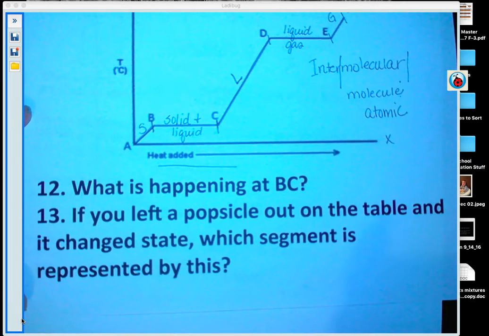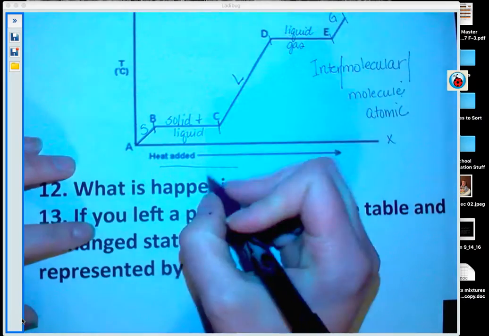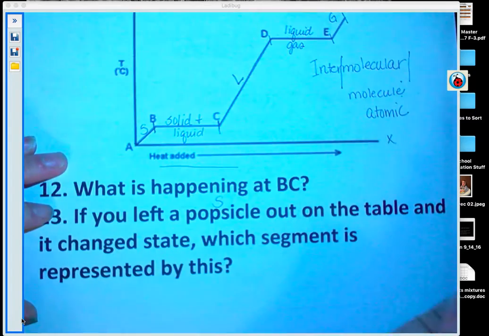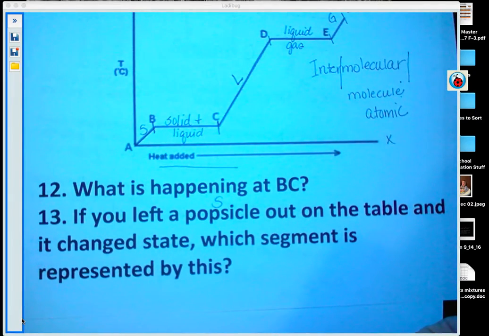The second question here says, if you left a popsicle out on the table and it changed state, which segment is represented by this? Well, first of all, what state of matter is a popsicle? Is it a solid? Is it a liquid? Is it a gas? I mean, popsicle is basically colored ice, right? I don't want to hurt anybody's feelings if you're in love with popsicles, but they're flavored ice. So that is going to be solid. Now you left it on the table and it's changing states.